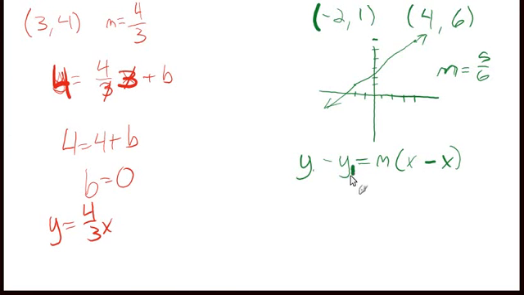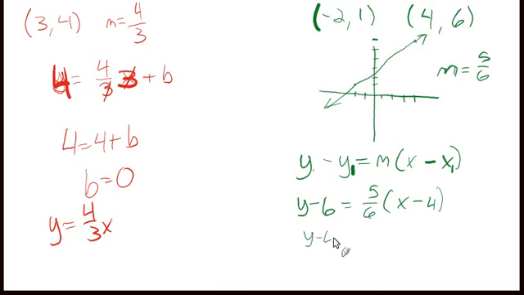So if we do y minus y1 and x minus x1, and y and x are just y and x, just like they appear here. They're just y and x as variables, and x1 and y1 are just an x and a y from a point on the graph, like, say, this point or this point. So y minus, I'm going to use this one, 6 equals m, 5/6, times x minus x1, which is 4.